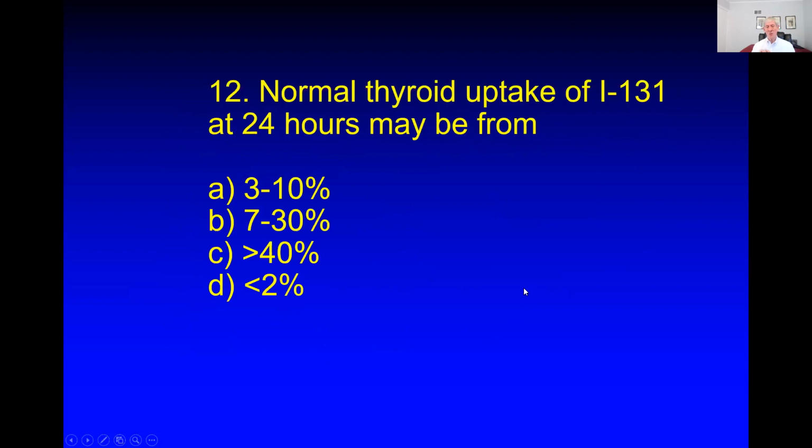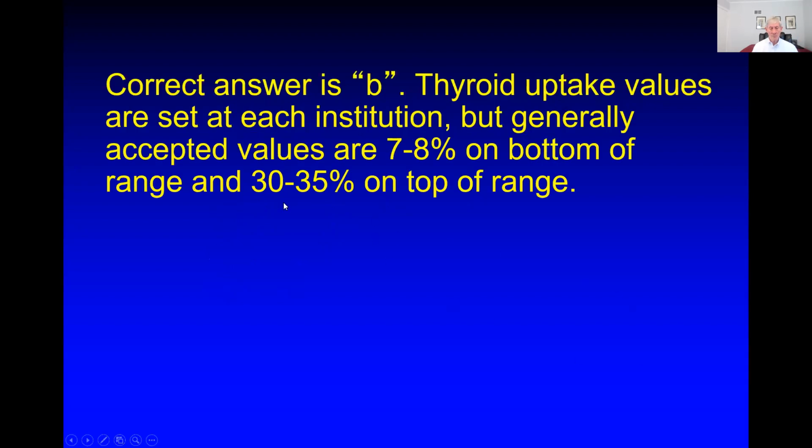Okay. Which one of those would be a normal range for a thyroid uptake of I-131 or I-123? B. So 7 to 30% is a normal range. Now, other hospitals use other numbers. So what you're going to see is 7 to 8% on the low end and 30 to 35 on the high end. Anything above 35% is abnormal. Right?